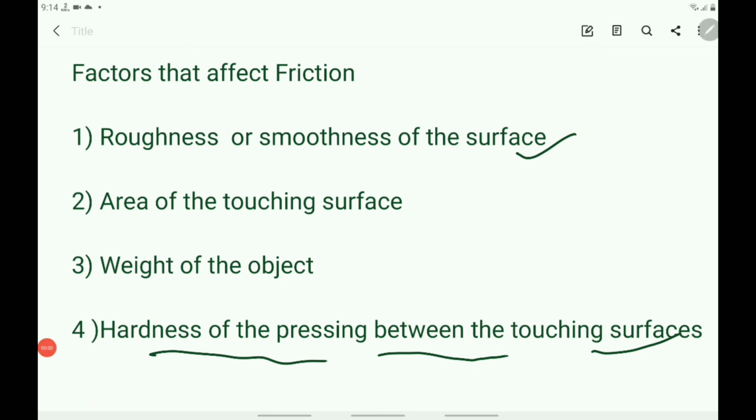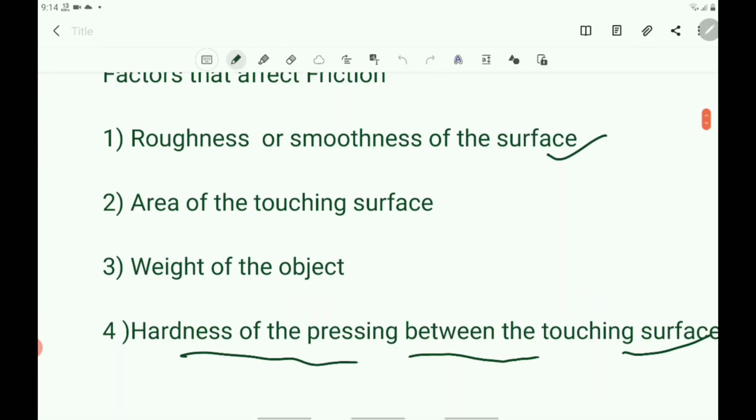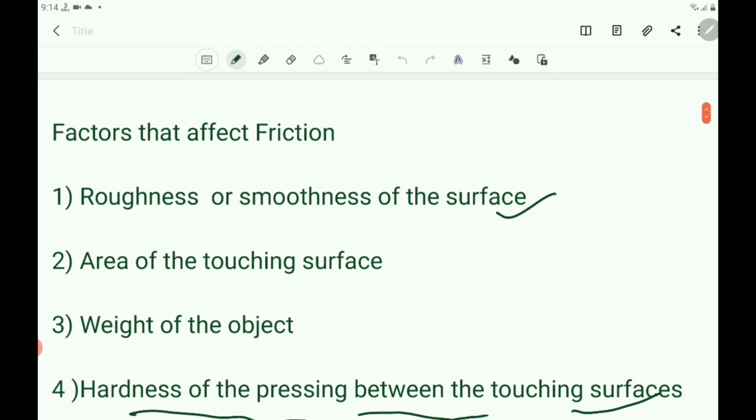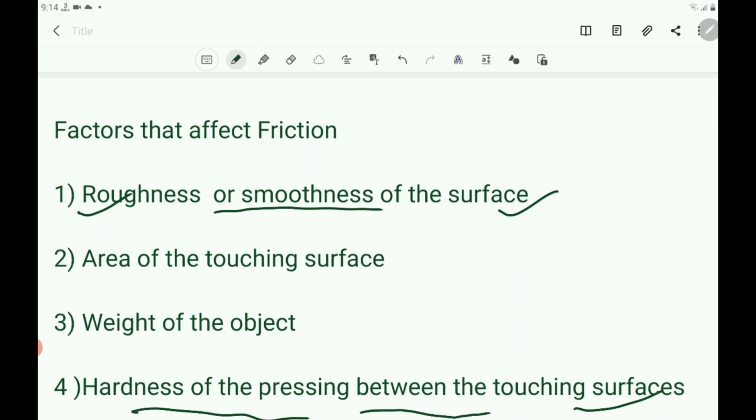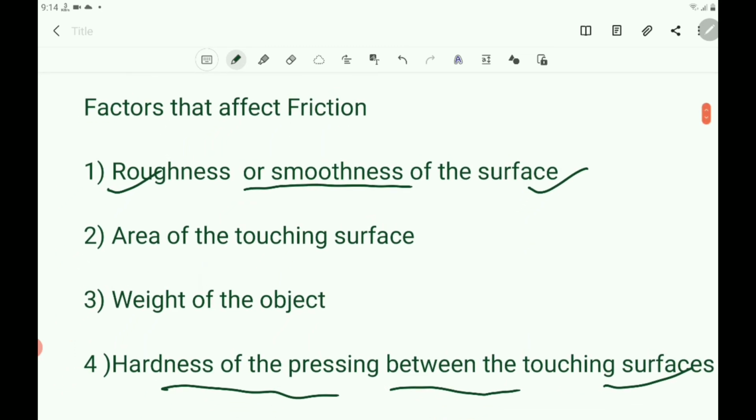We know that rougher surfaces have more friction between them than smoother surfaces. So you can clarify that the friction depends upon the roughness or smoothness of the surfaces. That is why we put sand on icy sidewalks and roads.